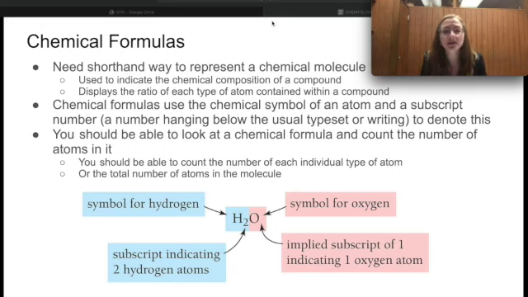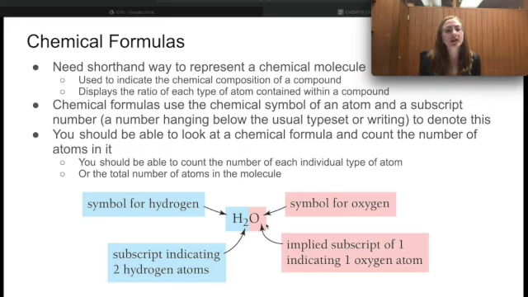Chemical formulas use the chemical symbol of an atom, and then they use a subscript, which is a number that hangs below the line. So when you're writing it, you could think that the line was at the bottom of the H and the O, and the 2 kind of intersects that. So it hangs below where we would usually write our numbers. We could do that when writing by hand, or we can use the subscript feature when typing on the computer. And that's how we denote the number of each atom we have.